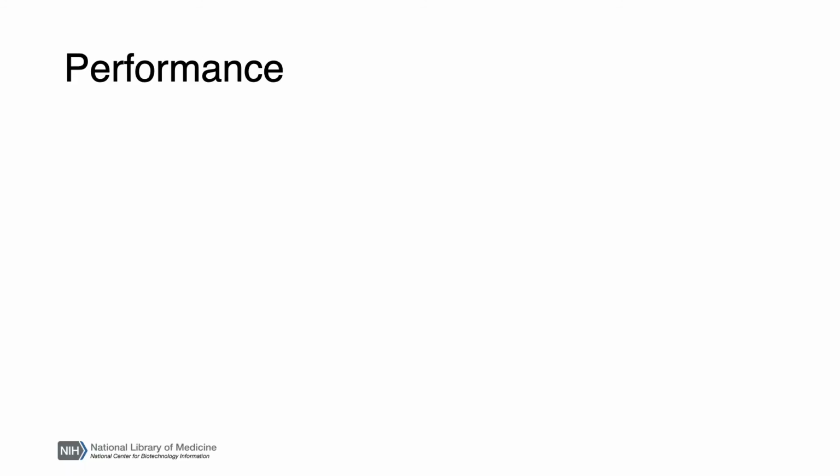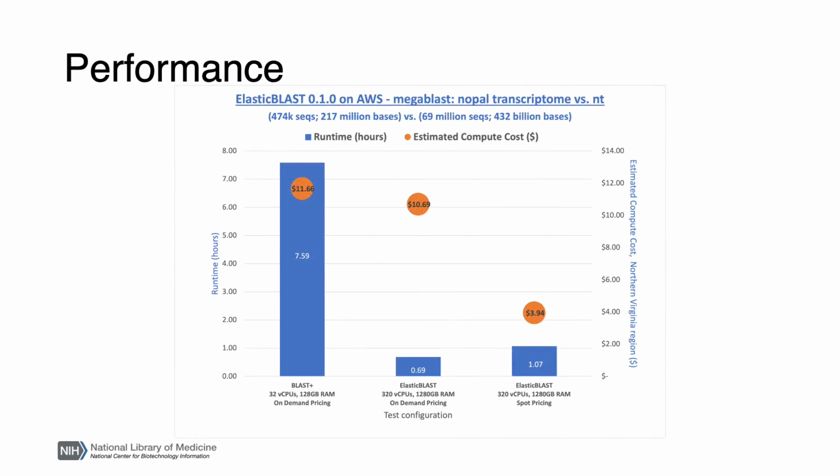Now I'd like to show you an example of ElasticBLAST performance. In this example, MegaBLAST with default parameters was used to align the Nopal transcriptome described earlier against the NT BLAST database. This comprises 474,000 queries, totaling 217 million bases, versus 69 million sequences in NT, which contains about 432 billion bases. This BLAST search is too large to run on the NCBI web BLAST service.